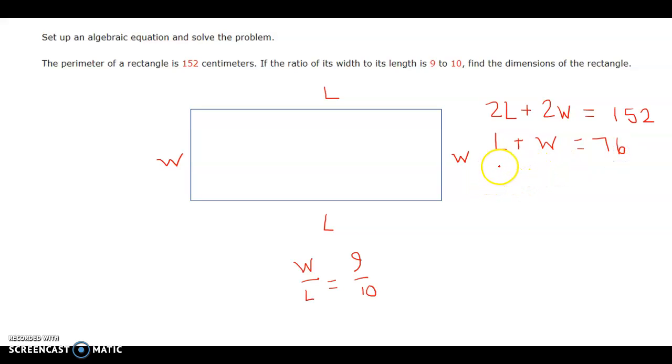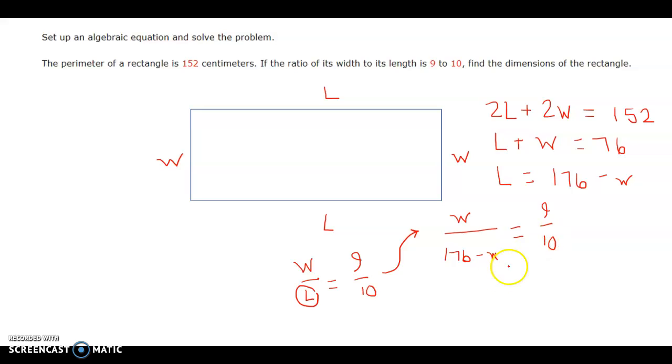Now, if we solve that equation for either L or W, it doesn't matter. I'll solve for L. We get L is equal to 76 minus W. Now, I've got something that I can substitute in here for L. So I'm going to do so. I've got the width over the length, which we now have determined is 76 minus W, is equal to a ratio of 9/10. And now it's just a matter of cross multiplying.